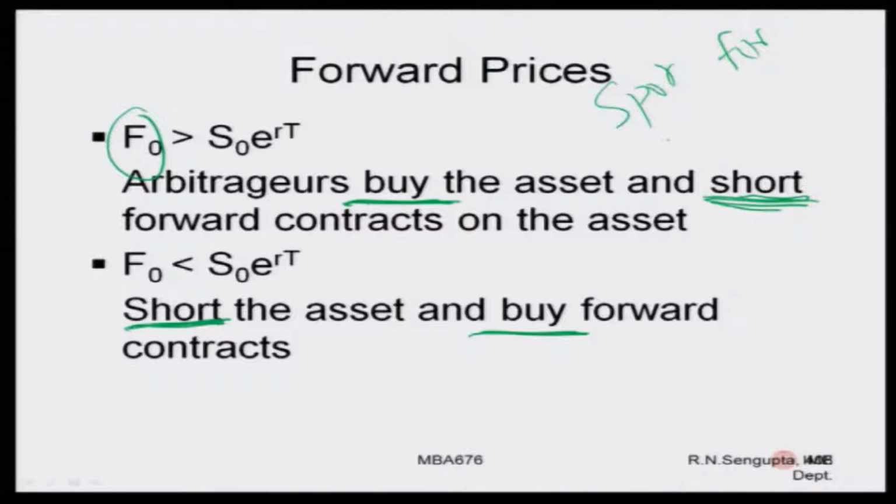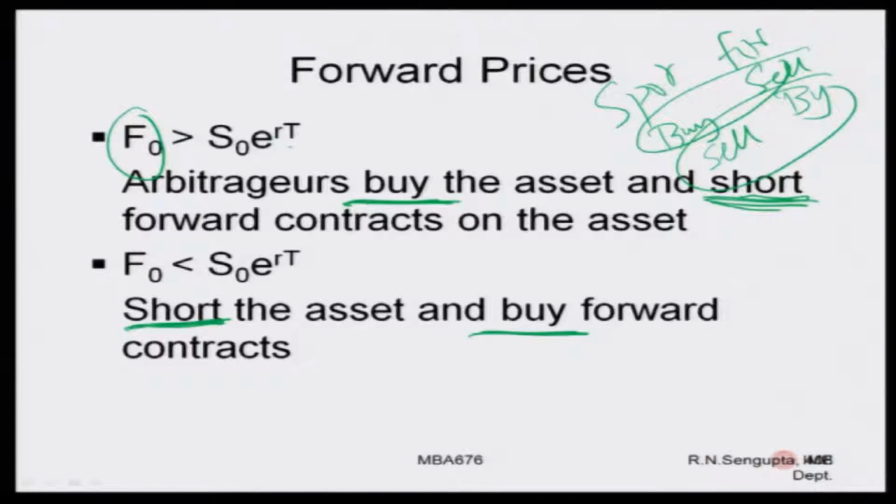So, in one case you will buy and in another case you will sell, and in the next instant if the situation is different, you will sell the spot and buy the forward. So, depending on the price movement, whether F0 is greater than or equal to this or less than or equal to this, you will take either this position in order to make extraordinary profit.